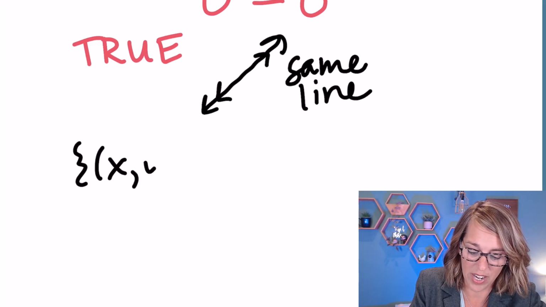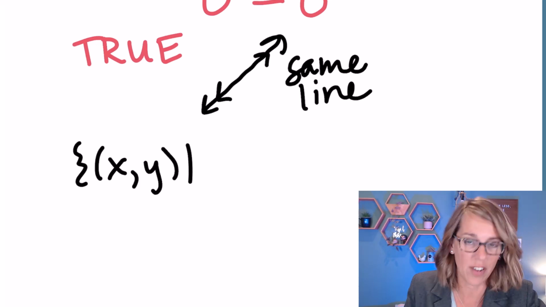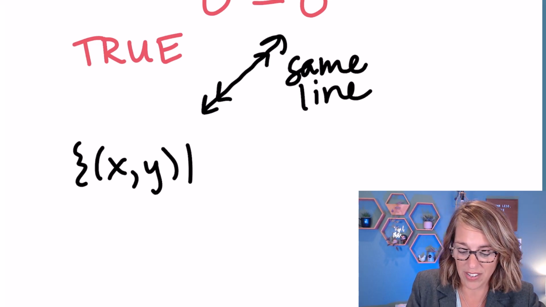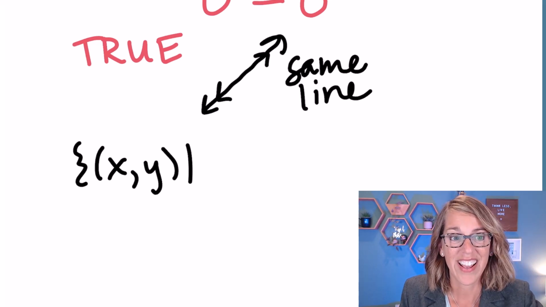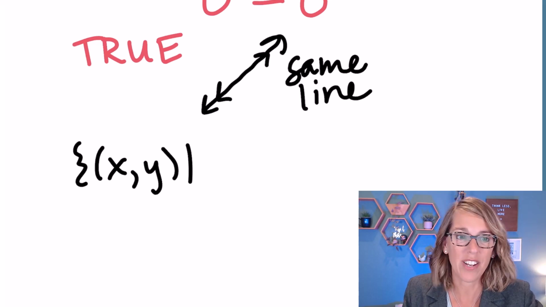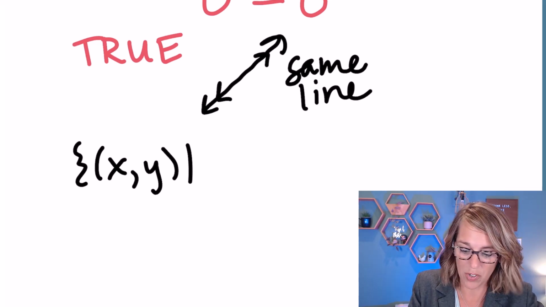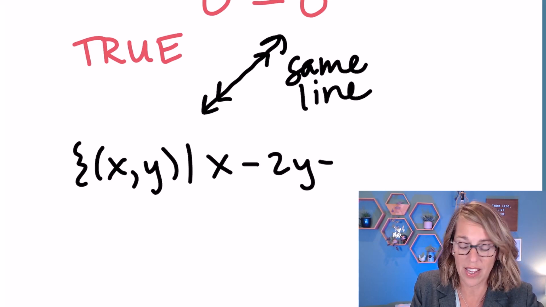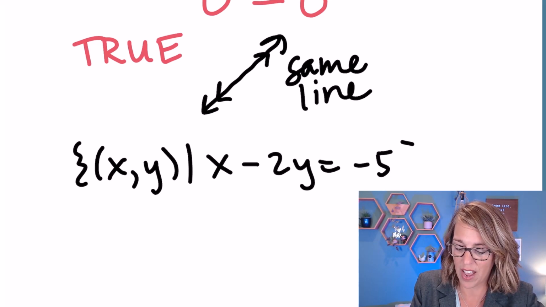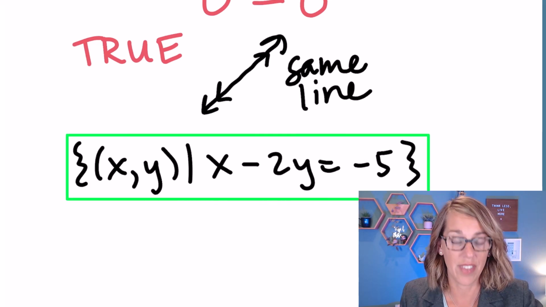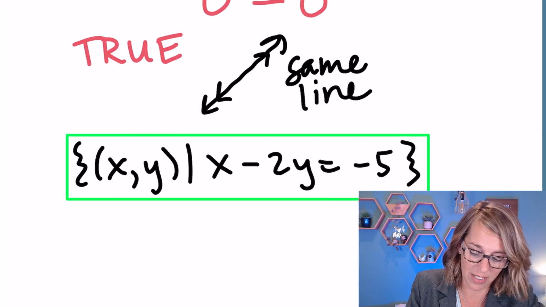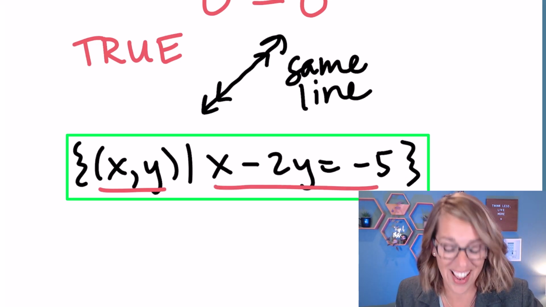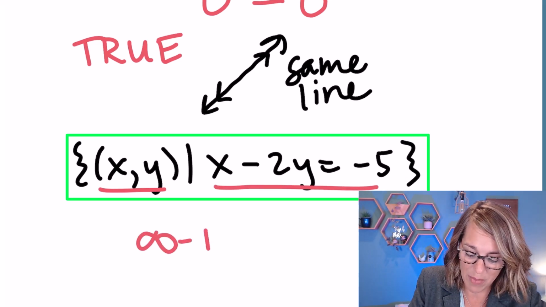all the points. So x comma y just represents any point. My condition comes on the other side. This little bar means such that, and I can put in either equation. Of those two equations, I'm just going to grab the first original equation, x minus 2y is equal to -5. You could choose any of them. Again, this means all the points that are on this line, but we do have infinitely many solutions.